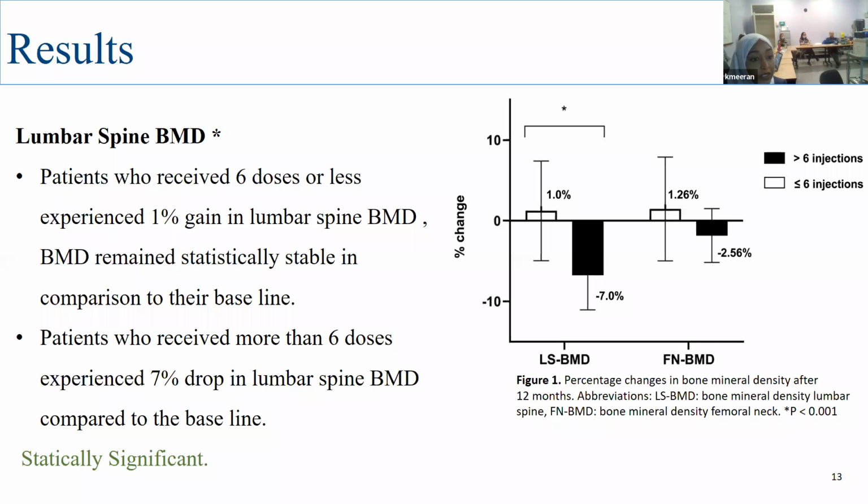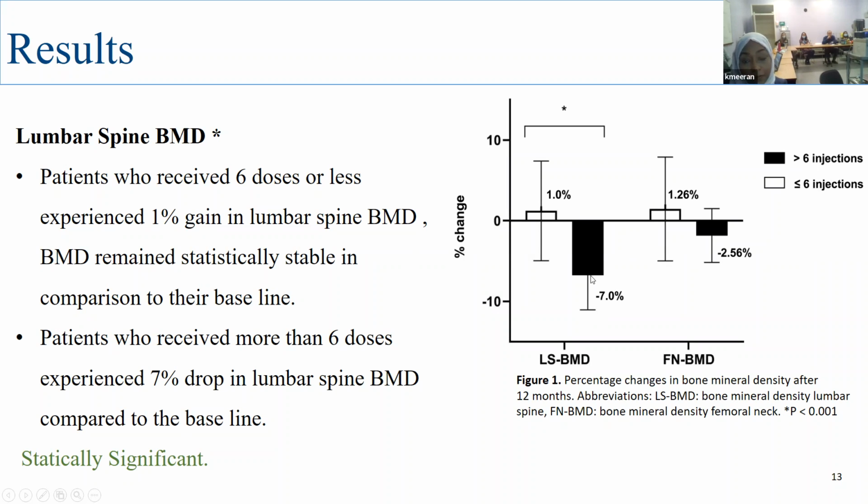So moving on to the results. For the lumbar spine bone mineral density, our first and only primary endpoint, they found that patients who received six doses of denosumab or less experienced a 1% gain in their lumbar spine bone mineral density, which remained statistically stable in comparison to their baseline. However, patients who received more than six doses of denosumab experienced about a 7% drop in their lumbar spine bone mineral density compared to their baseline.